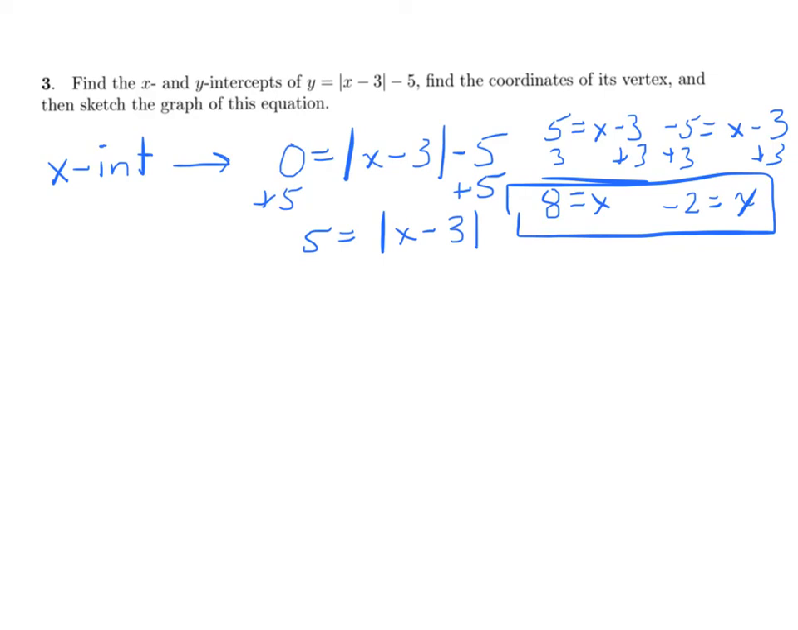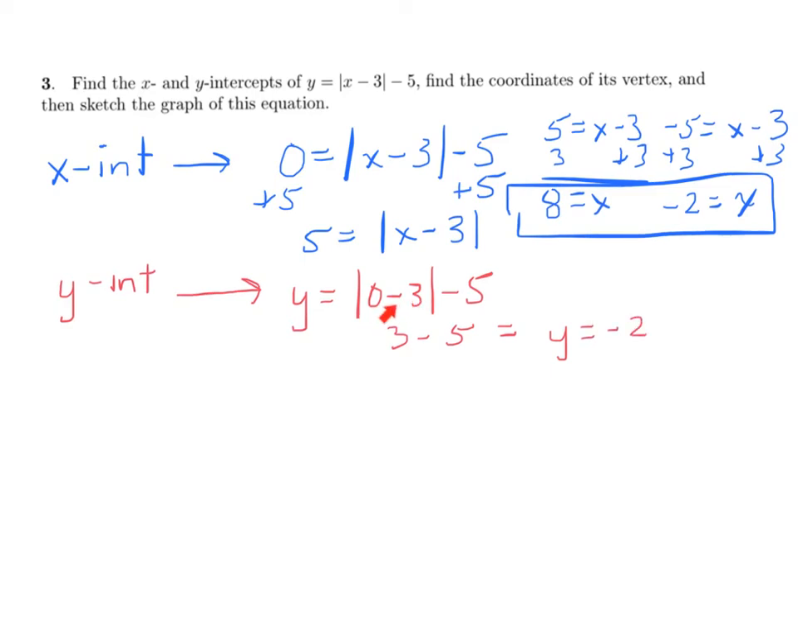x-intercepts. Okay, now y-intercept. How do I find the y-intercept? The same idea. X is 0. I make x 0. This is actually a lot easier because I get y equals absolute value of 0 minus 3 minus 5. That's just a simplify, right? So that would be 3 minus 5, which is y equals negative 2. Right? So 0 minus 3 is a negative 3. The absolute value of negative 3 is positive 3. Minus 5 is negative 2. So that's your y-intercept.